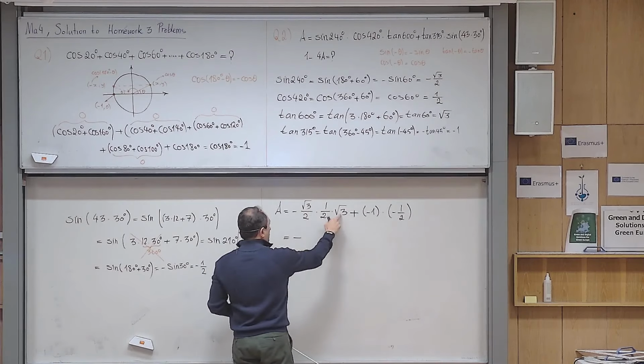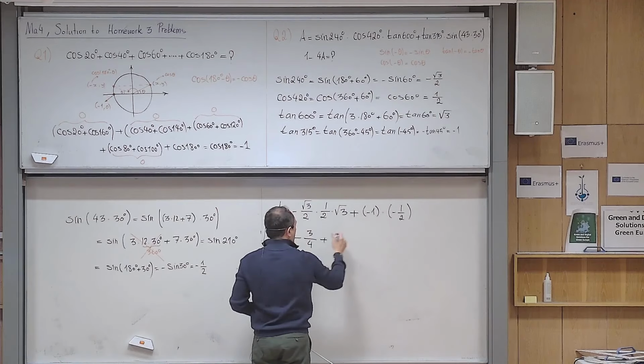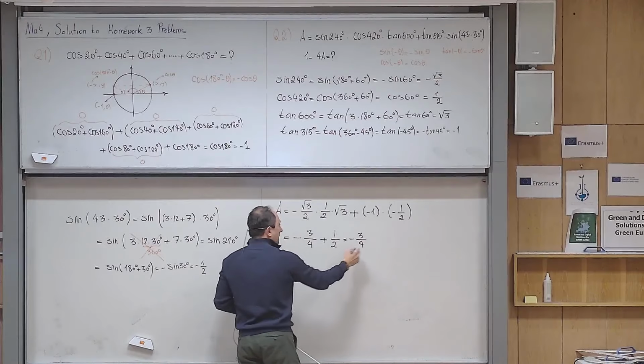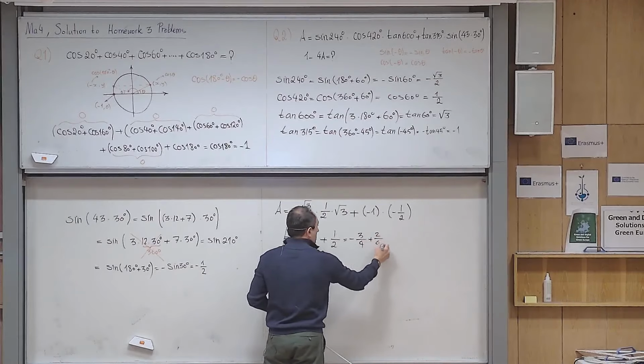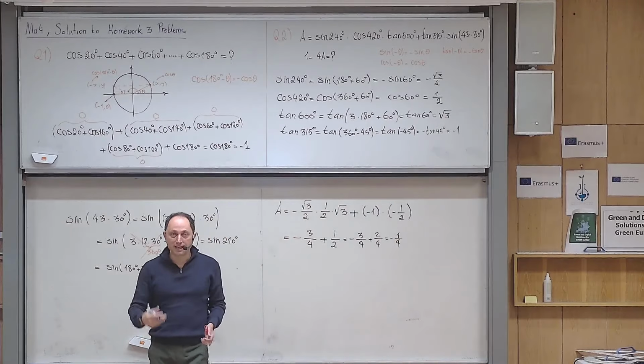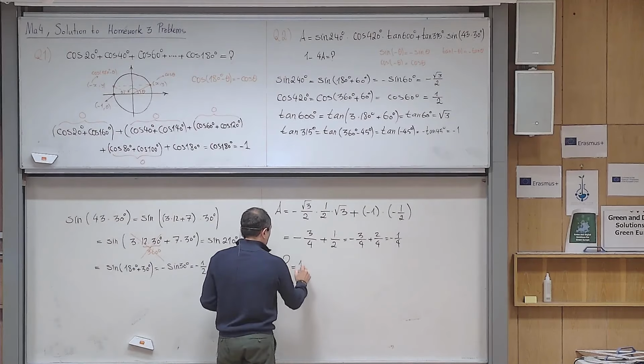Square root of 3 is 3. 2 times 2 is 4. Plus, minus, minus is plus. 1 times 1/2 is 1/2. So it's -3/4. Instead of 1/2, I write 2/4. So it becomes -1/4. So that's the exact answer to A, but the question mark is 1 minus 4A.